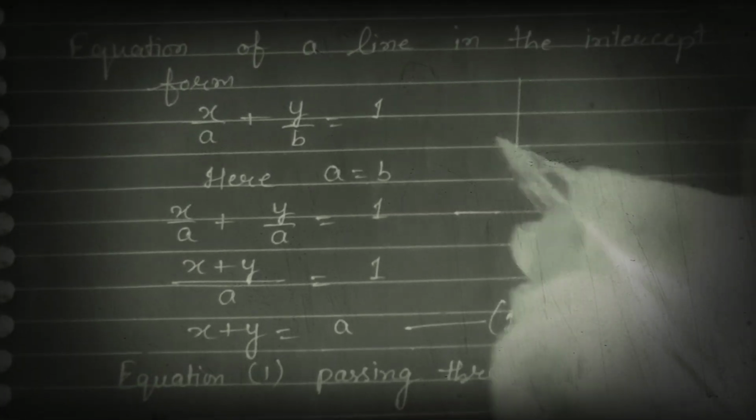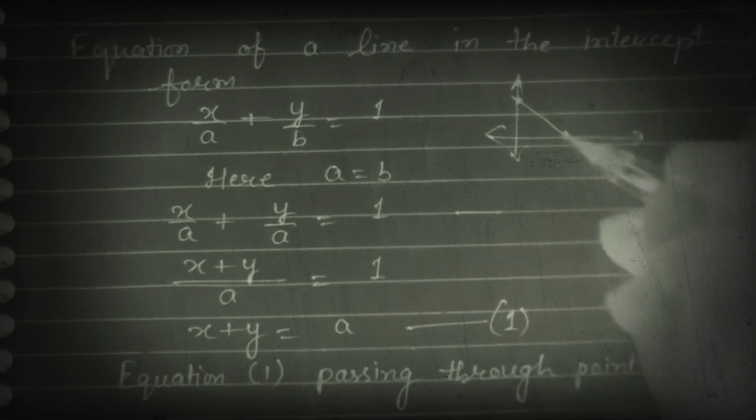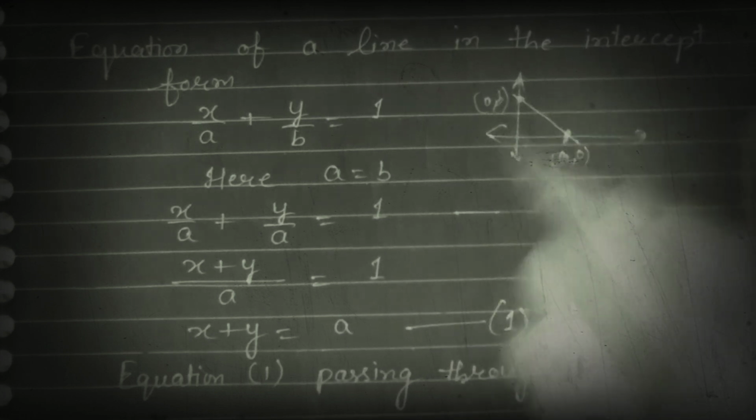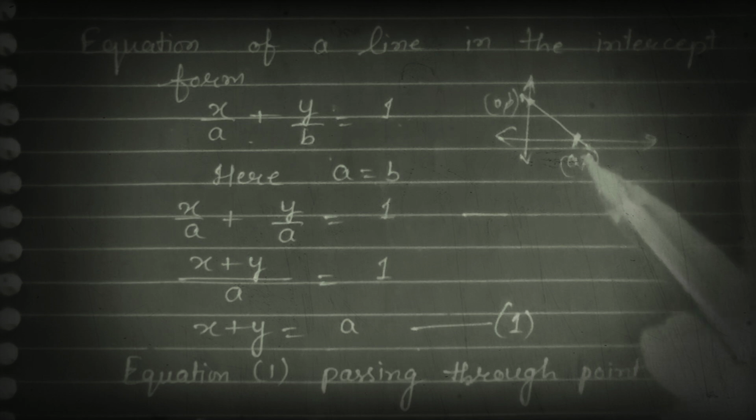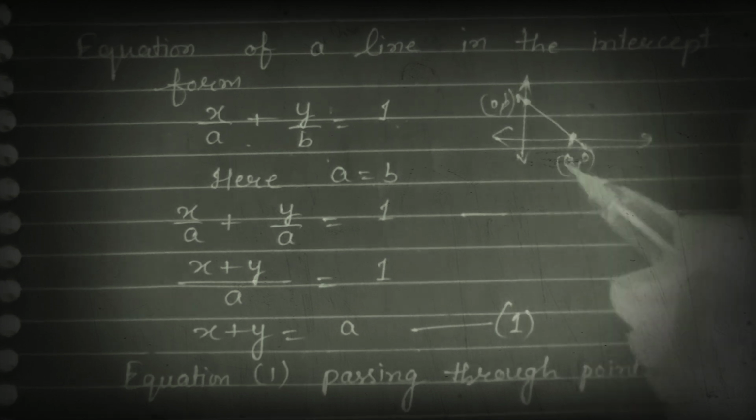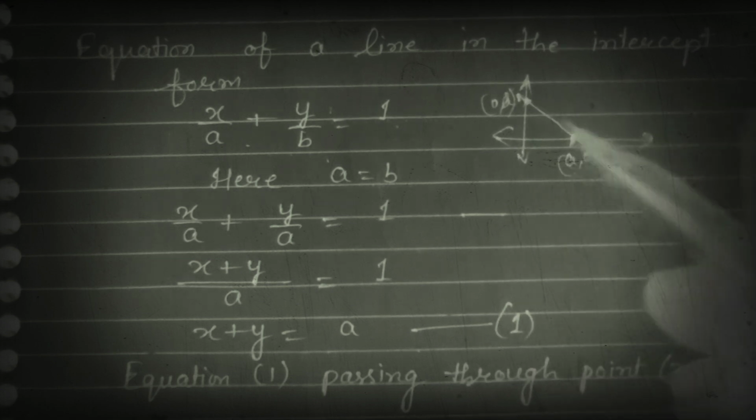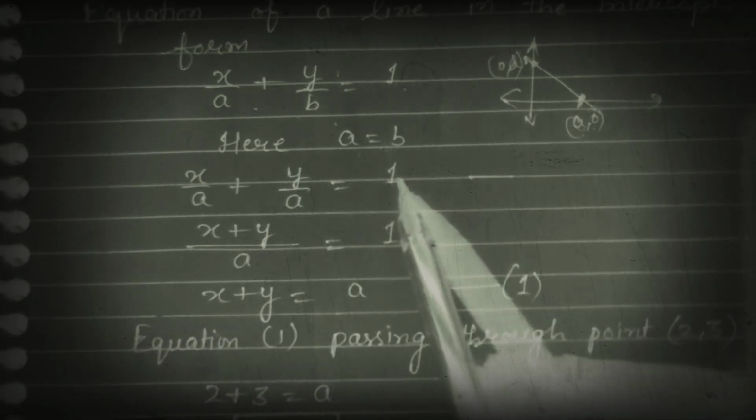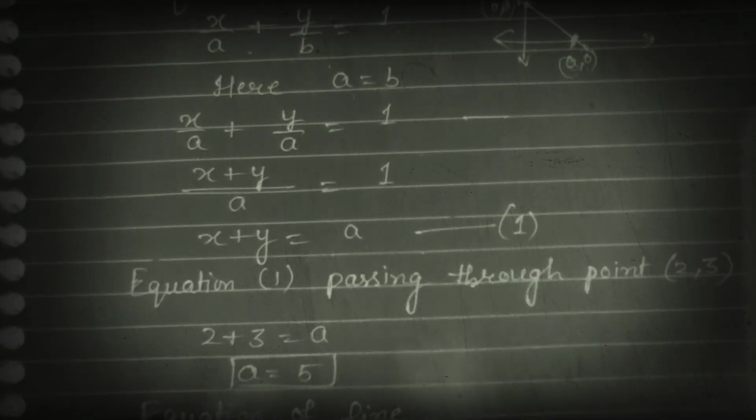We know that the equation of line, suppose this is the x-axis, this is the y-axis. If this line cuts the x-axis at A and the y-axis at B, then the equation of line will be x upon A plus y upon B is equal to 1. But in this question, equal intercept means this cuts at A, then this is also A. Clear? A and B are equal in this case. So the equation of line will be x upon A plus y upon A is equal to 1. Take the LCM, then we get x plus y is equal to A. This is the equation of line.